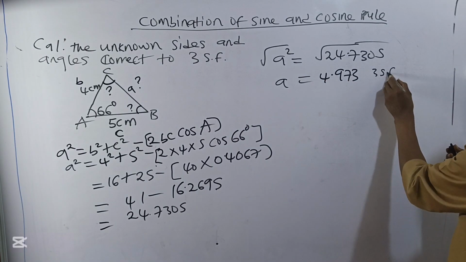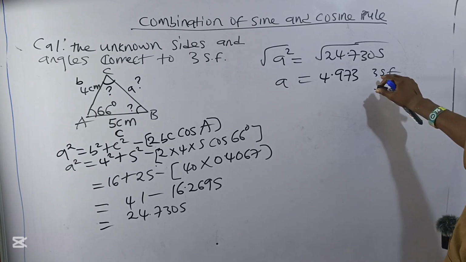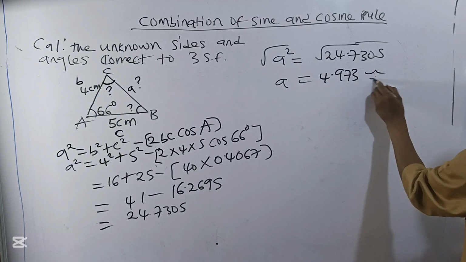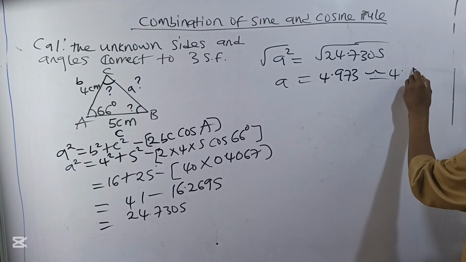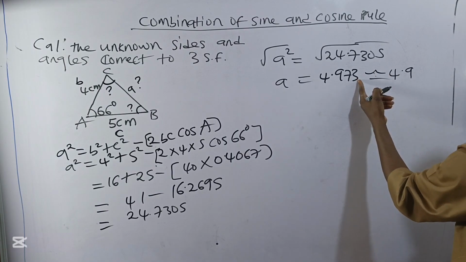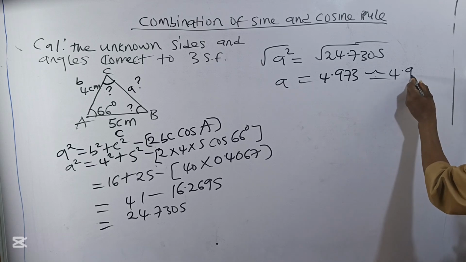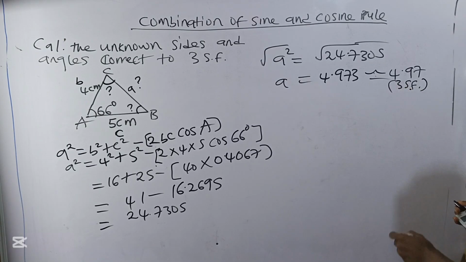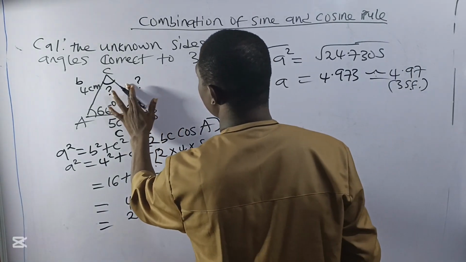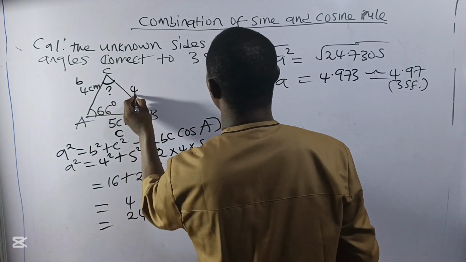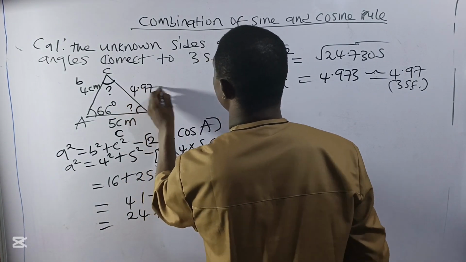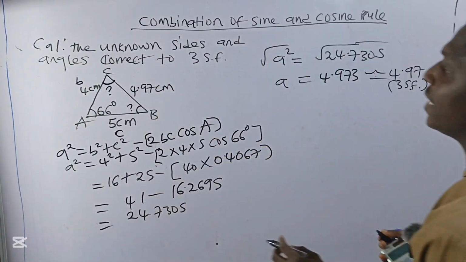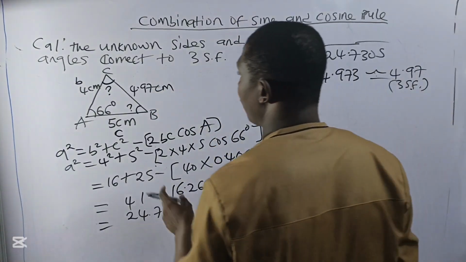To 3 significant figures. To 3 decimal places, but they said to 3 significant figures. So I should have this to be approximately equal to 4.97, to 3 significant figures. Now I've gotten my first part. I can clean this now and put the real value: 4.97 cm.